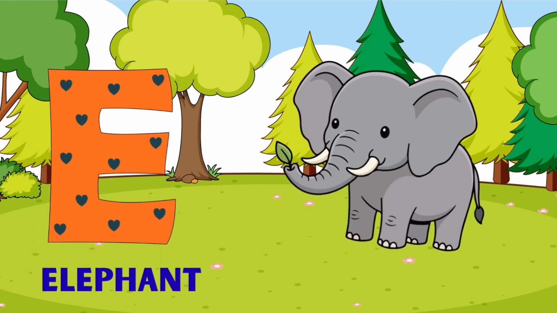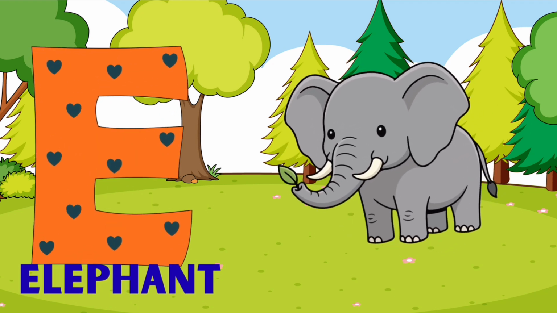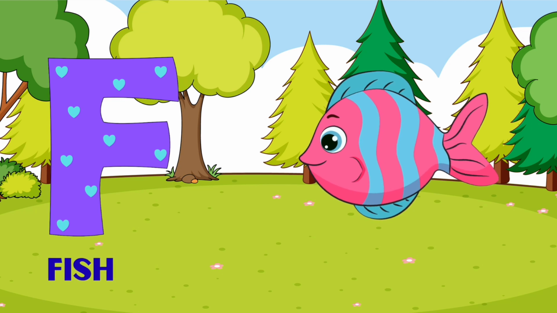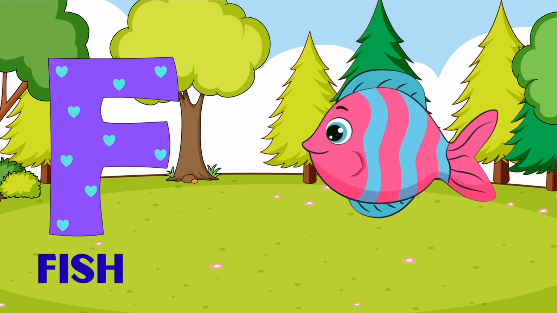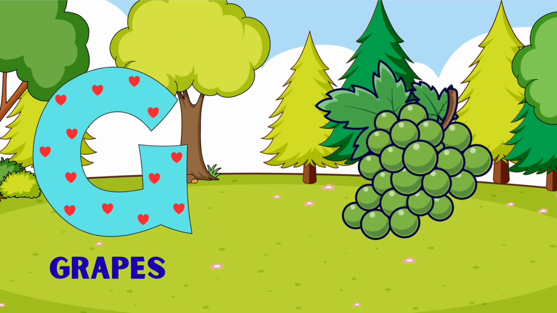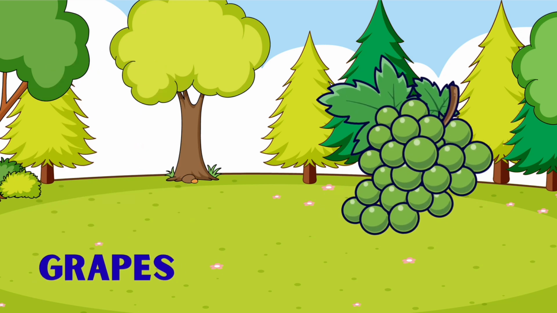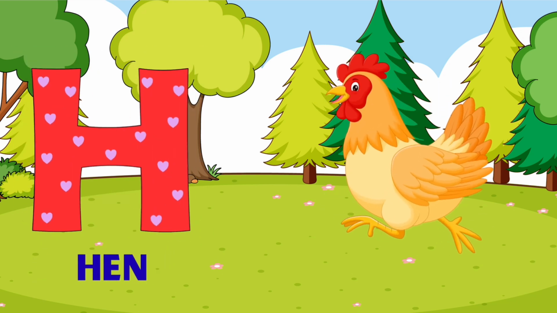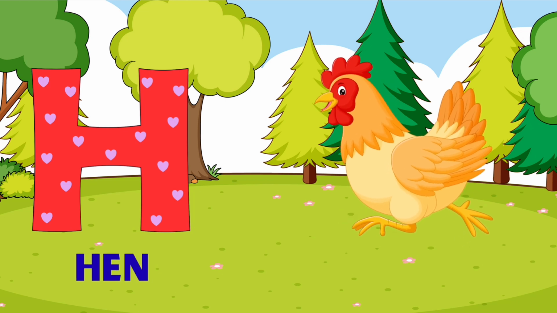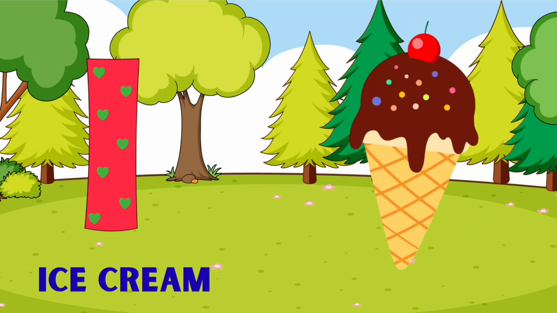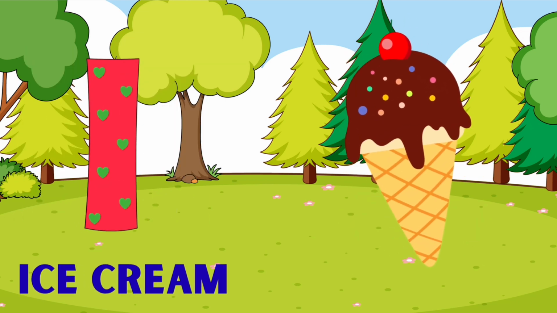E. E is for elephant. F. F is for fish. G. G is for grapes. H. H is for hen. I. I is for ice cream.